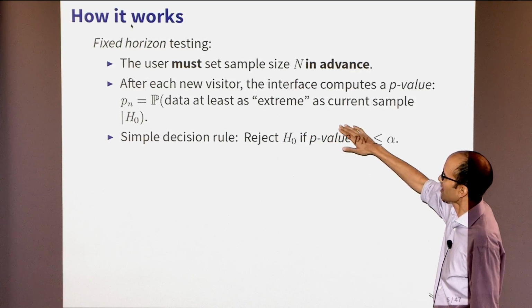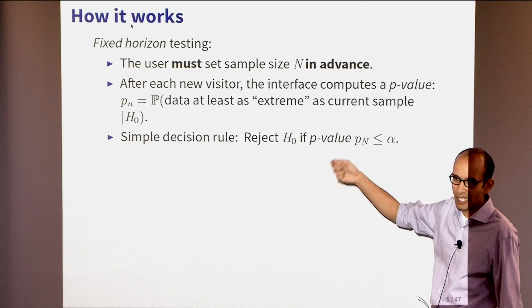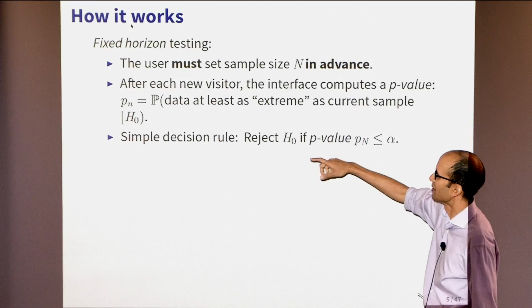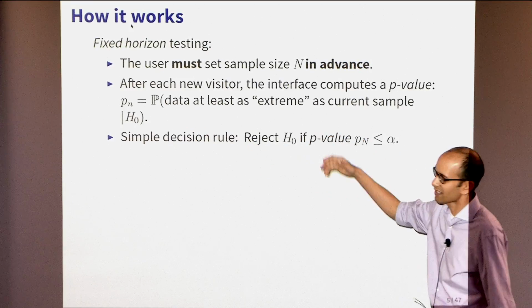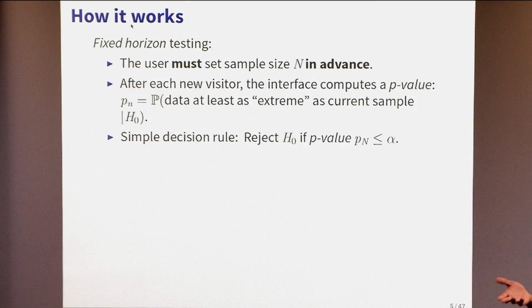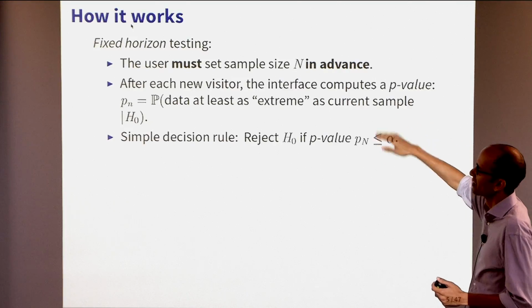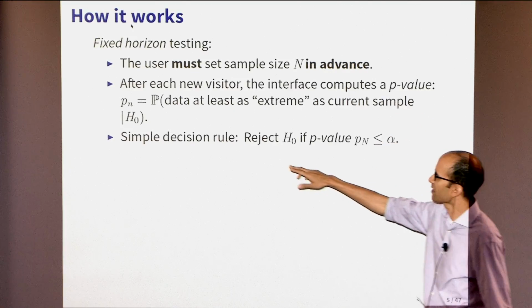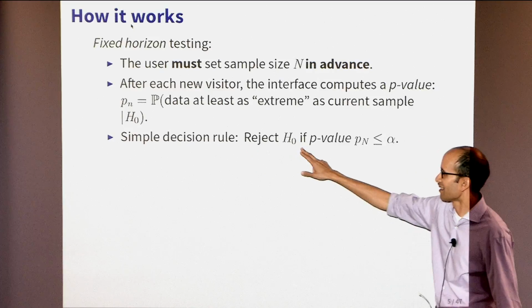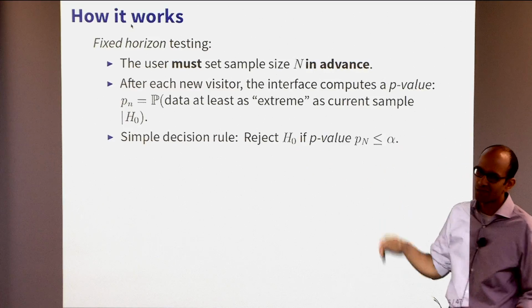And once you pick your sample size, the A/B testing platform interface will spit out for you something called a p-value, which is essentially the probability of seeing data as extreme as what you saw, given that the null is true. Okay, so the p-value is measuring how likely your data is under the null. And then there's a simple decision rule, which tells you to reject the null if that p-value falls below alpha.